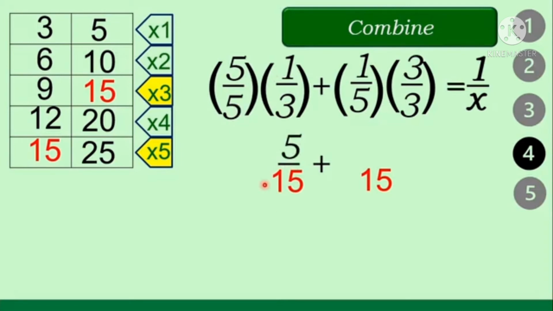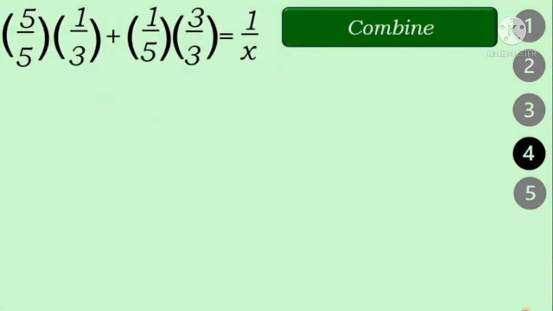5 times 3, that's the new denominator, which is 15. Added to 1 times 3, which is obviously 3. Then 5 times 3 will also give you the new denominator. So let's move it to the left side a little bit to give us more space. Like that. Here, we already have the answer like this.